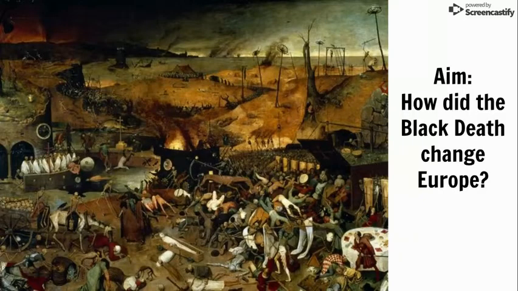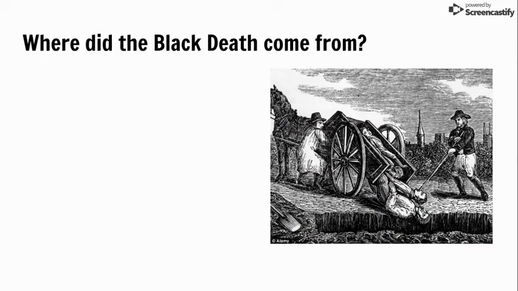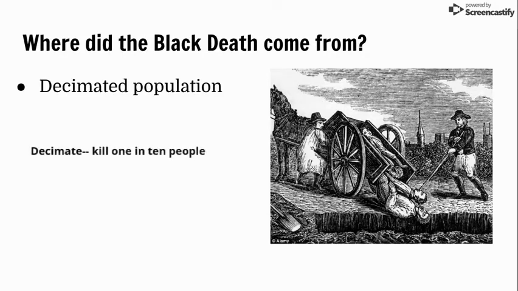The main question here is, how did the Black Death change Europe? Well, first we have to ask, where did the Black Death come from? First of all, it completely decimated the population wherever it spread. As you see here, there were so many people dead that they were just throwing people into large graves, burning them on the street. They didn't really even know what to do. A lot of the time it would be from 30 to 60% of the population, sometimes more, sometimes less.